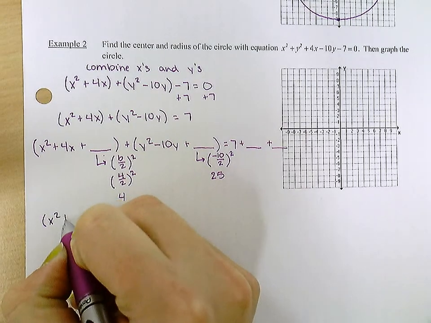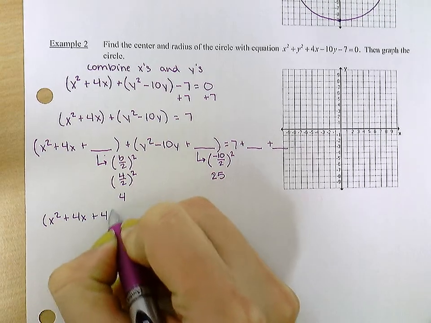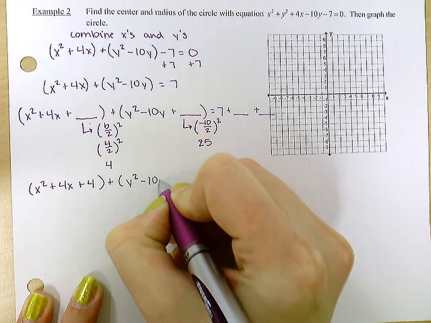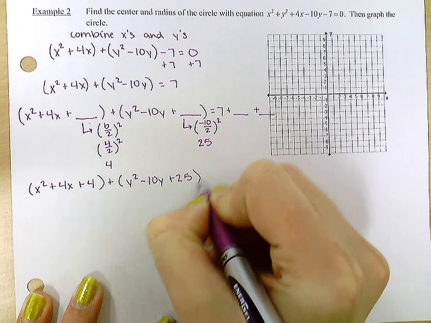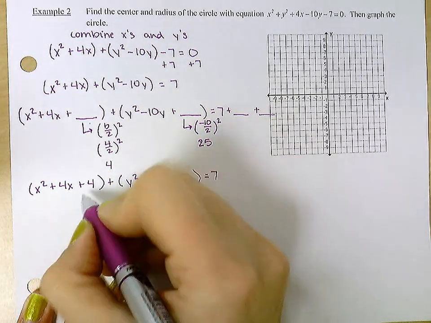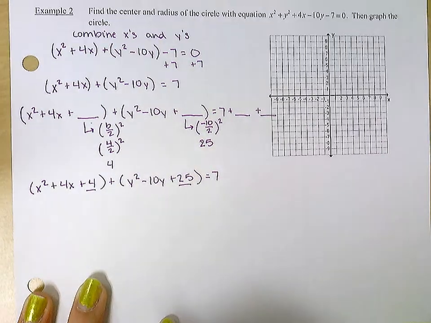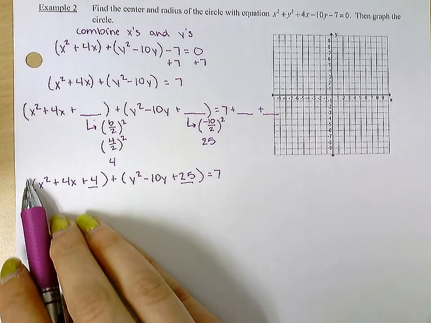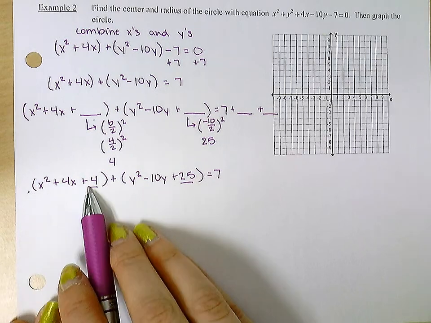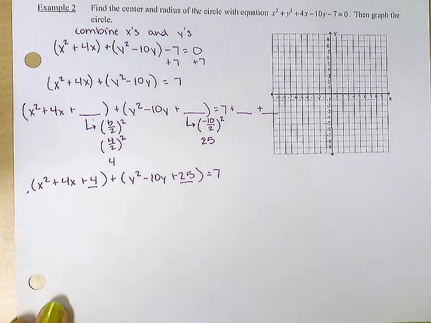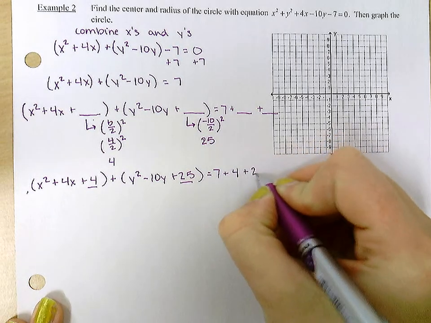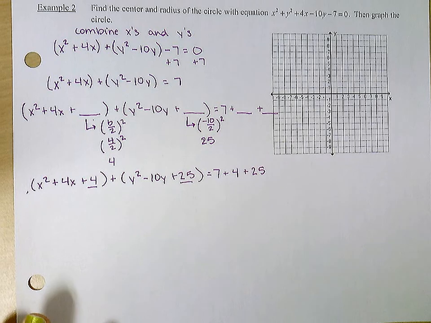So we have x squared plus 4x plus 4 plus y squared minus 10y plus 25. Now whatever I add to one side, I have to add to the other. Now remember, if I have a value out front, you do need to multiply that value out front by what you added in. Since my value out front is just a 1, I can just add 4 and 25 to the other side.